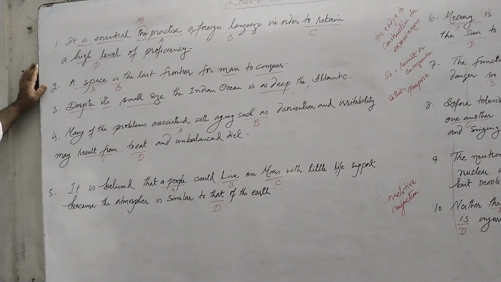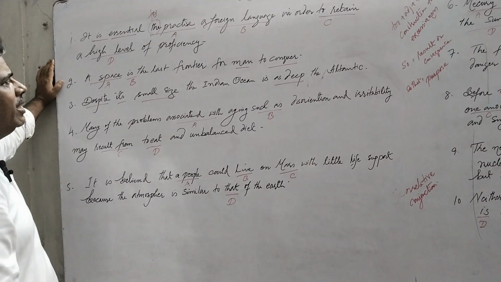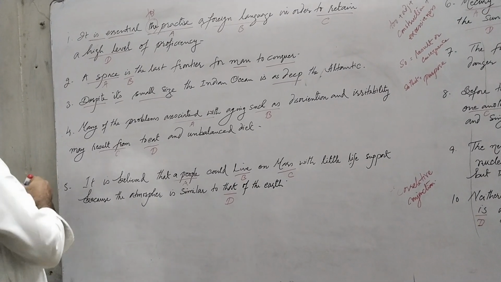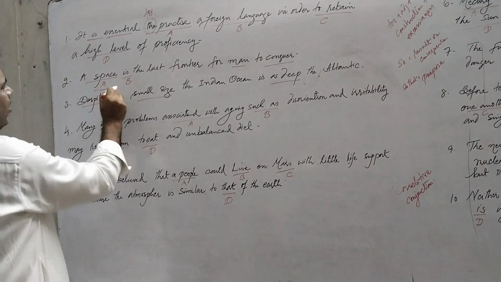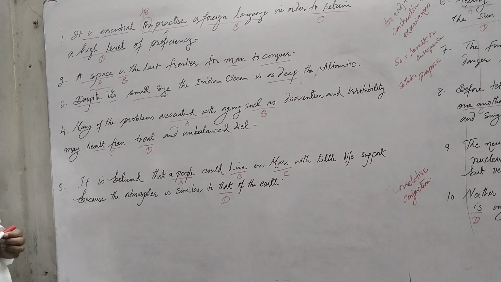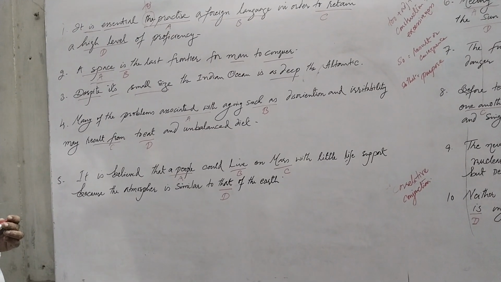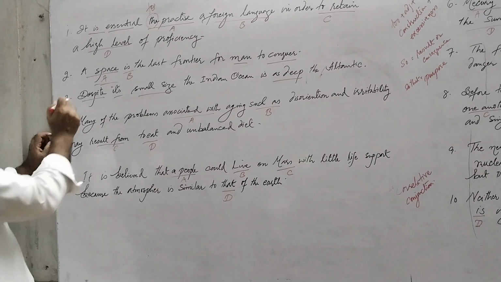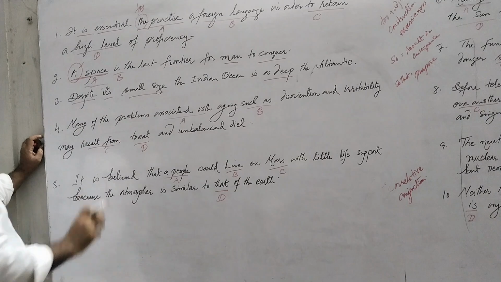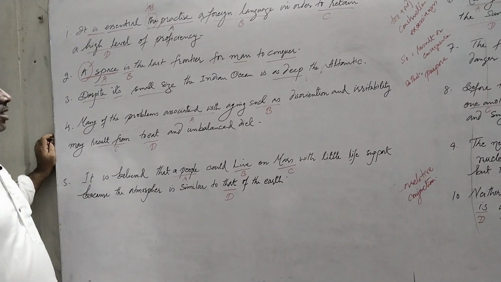Now we come to the second sentence. A space is the last frontier for man to conquer. When we read it, we see that here is the word noun space. But as we know that there are some nouns which do not take any article, whether it is definite article or indefinite article, we have not to put any article here. So the correction should be made here. A should be removed from here. Now the sentence should be, space is the last frontier for man to conquer.